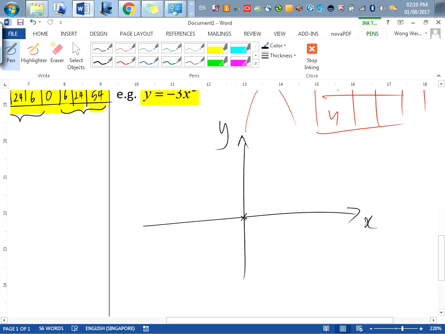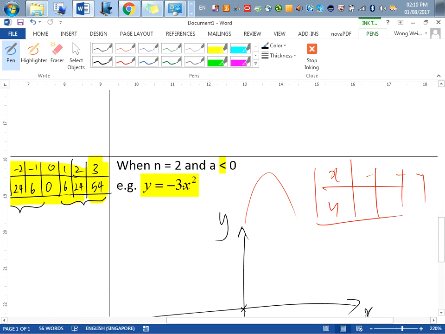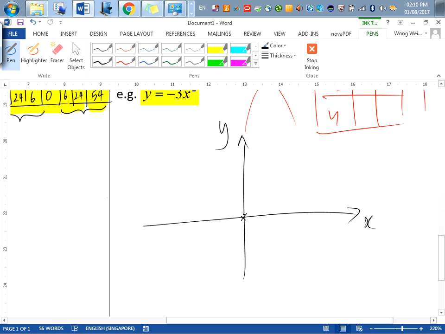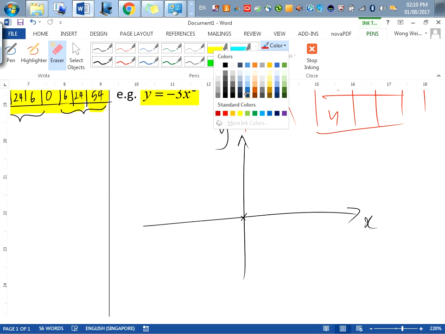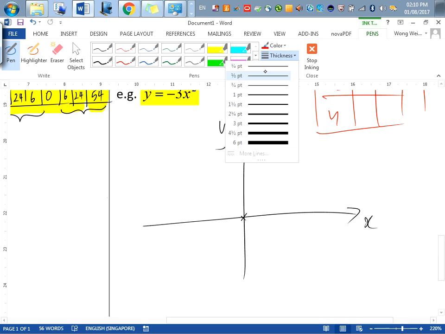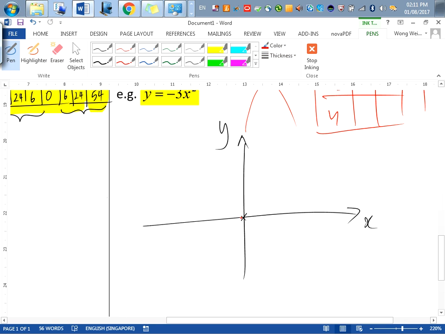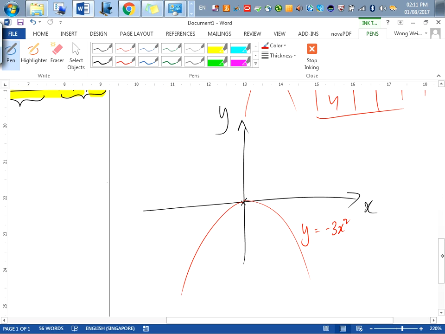How do I know? Because if I just do a quick substitution, x equals 0. When x equals 0, y equals 0. So I know it is going to pass through this point. This is actually my maximum point. And my graph is going to open downwards. Okay, so this is y equals negative 3x squared. Must be symmetrical.